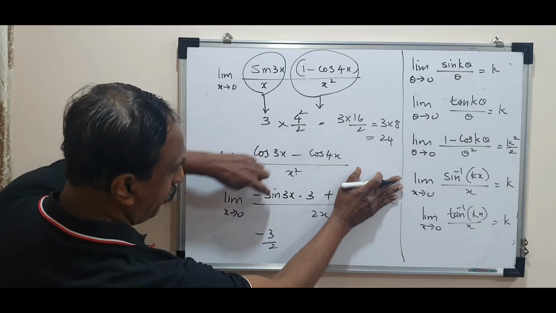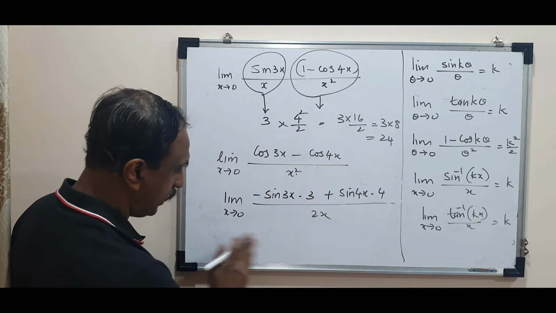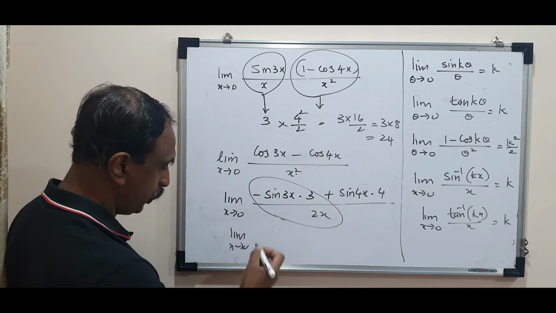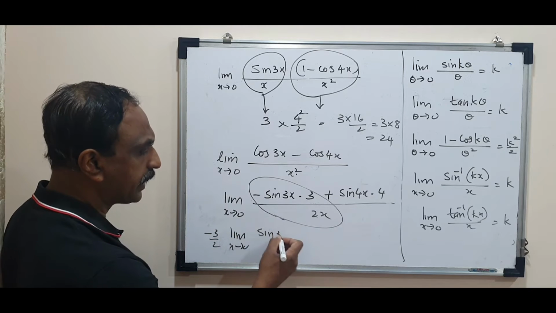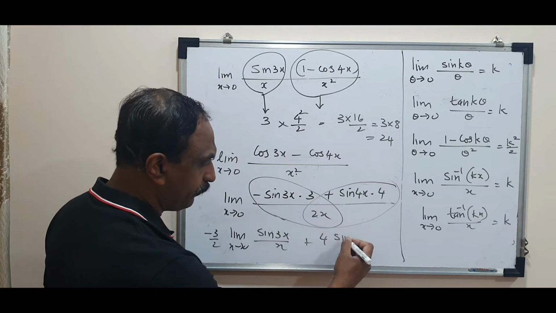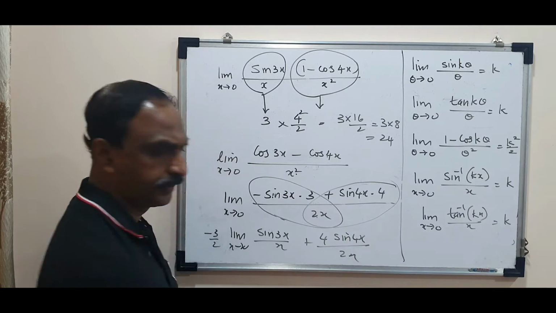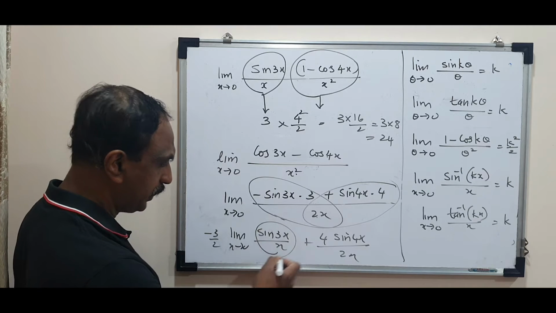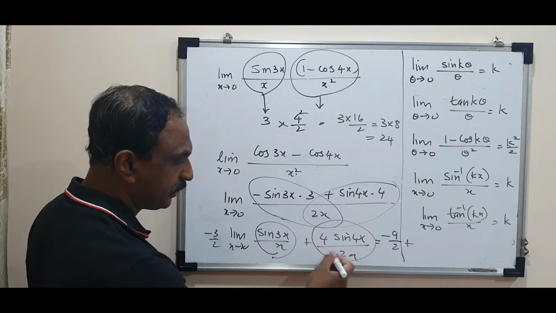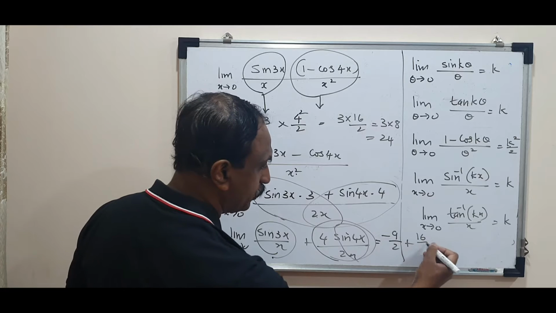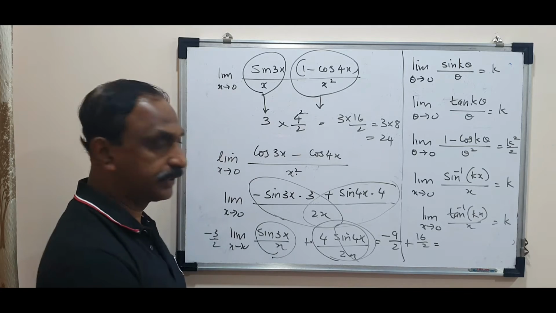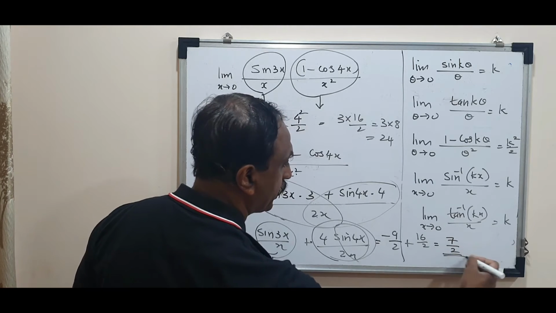So now I can write, when I take this both, my answer would be minus 3 by 2, that is just sine theta upon theta. Limit x tending to 0, this much I am taking separately. So I have minus 3 by 2 sine 3x upon x. And when I take this separately, I will have 4 sine 4x upon 2x. So I can write this as 3. So my answer is minus 9 by 2 plus, when you take this as the answer, this will become 4. So 16 by 2, 4 into 4 divided by 2. So minus 9 plus 16 gives you 7. So 7 by 2 becomes your answer.